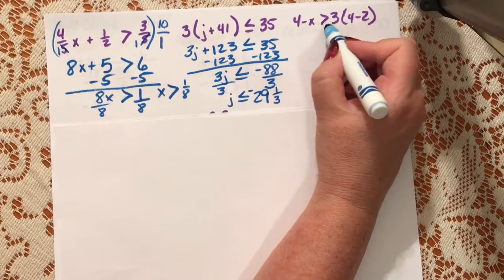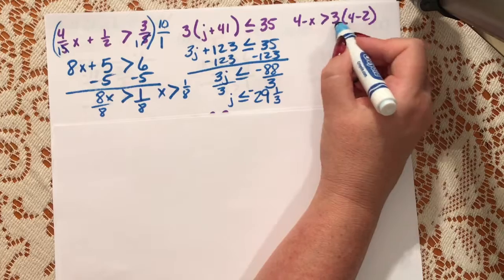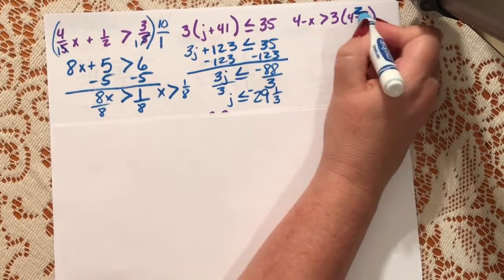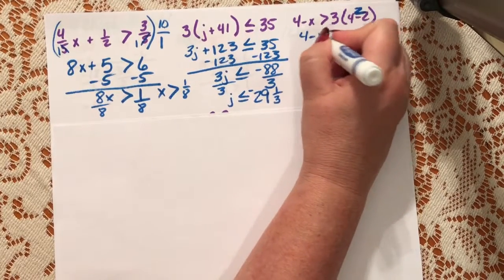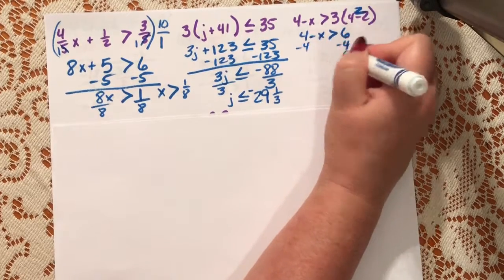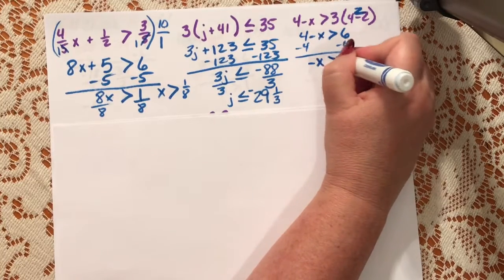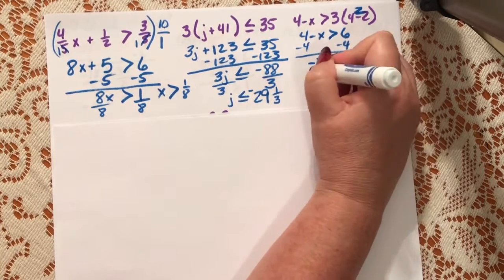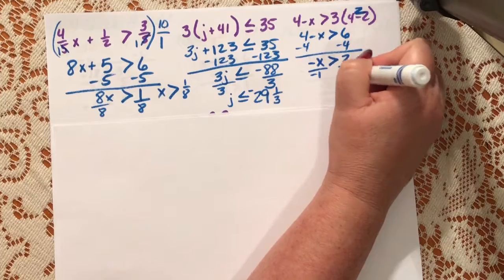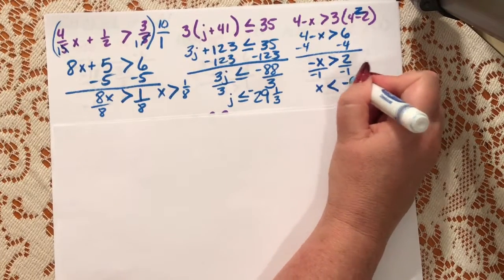4 minus x is greater than 3 times 4 minus 2. Well, 4 minus 2 is 2, and 3 times 2 is 6. So this is 4 minus x is greater than 6. And I'm going to subtract 4 from both sides, and negative x, don't forget that negative sign, is greater than 2. Divide by negative 1, and x is smaller than negative 2.